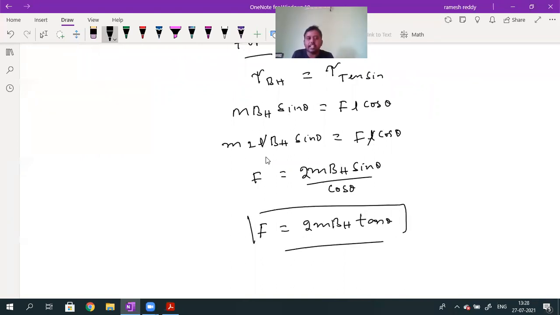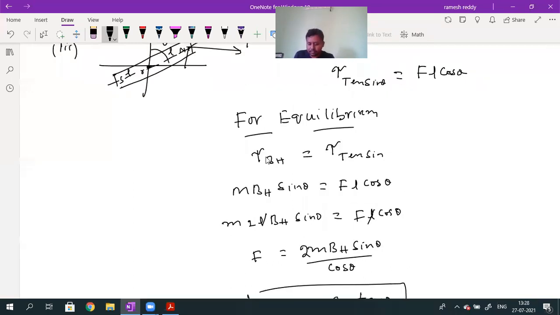So check this point once again. What did I consider? I consider a bar magnet.